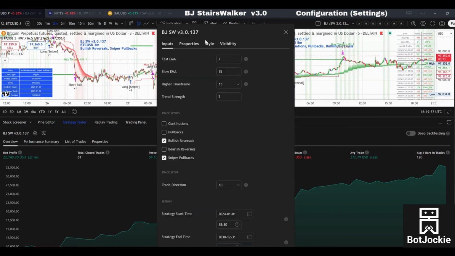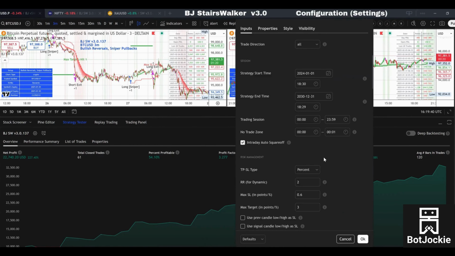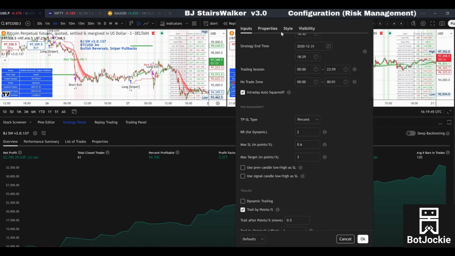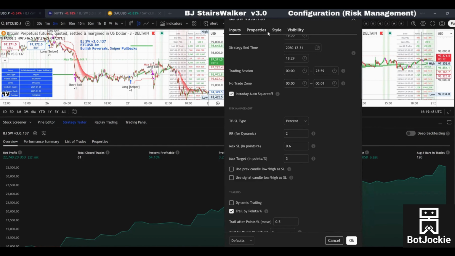And of course, after that, you have to just configure the next most important one, which is your risk management. So here we have configured our risk management, as you can see. So we have chosen a percentage. You can also keep it in points. Here I have kept it in percentage. And this max SL is my maximum stop loss. And the max target is again in percentage. So here I have set 0.6% as stop loss and 3% as target.